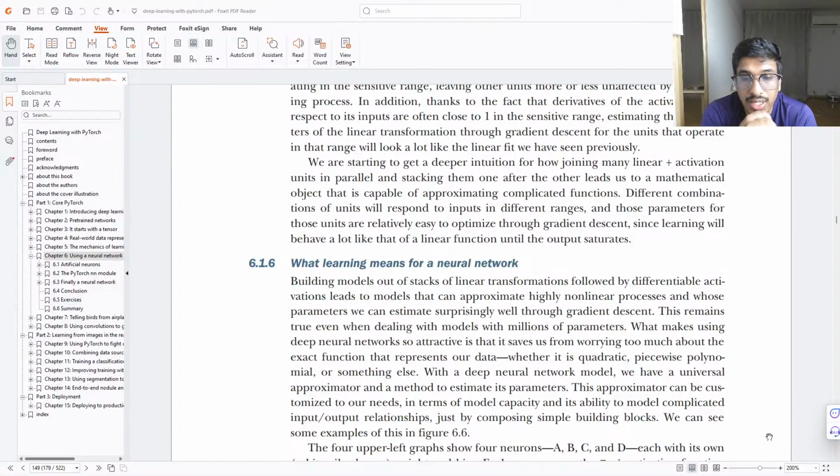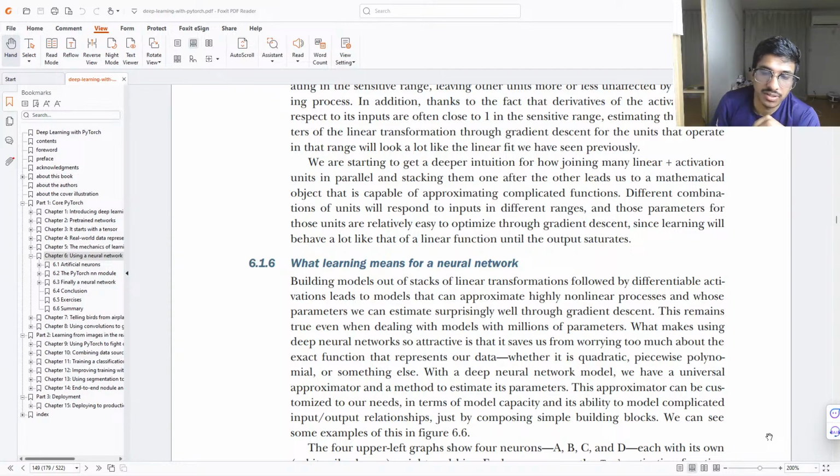We are starting to get deeper intuitions for how joining many linear plus activation units in parallel and stacking them one after another leads us to a mathematical object that is capable of approximating complicated functions. Different combinations of units will respond to inputs in different ranges, and the parameters for those units are relatively easy to optimize through gradient descent, since learning will behave a lot like that of a linear function until the output saturates.